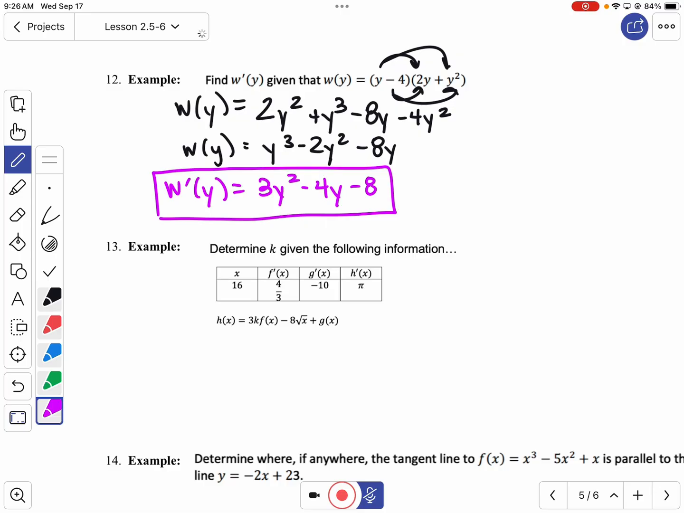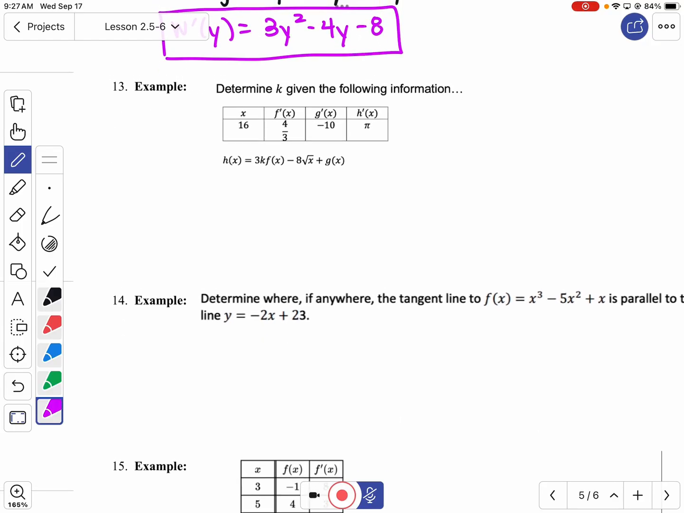All right, 13. Wouldn't be calculus if we didn't throw a table in there. It's what we do. We've got to show you all the different representations. So we want to figure out what k is, given all of this information in the table. x is 16. F prime at 16 is 4/3. G prime at 16 is negative 10. H prime at 16 is pi. Not sure we'll need all that information, but that's what they gave me.